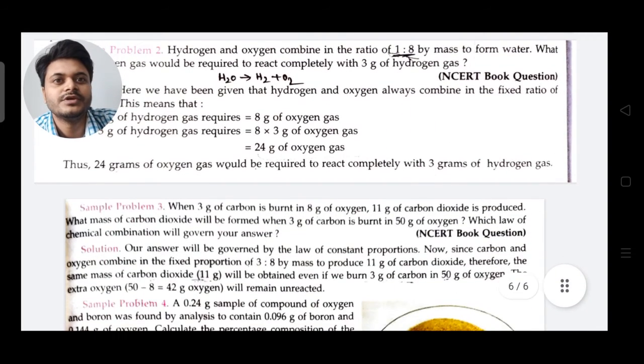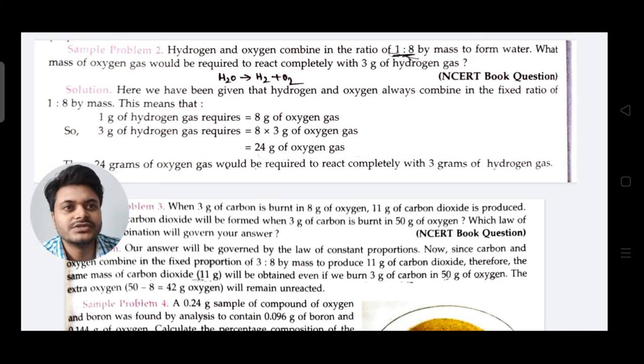So next problem we can see: hydrogen and oxygen combine in the ratio 1:8 by mass to form water. What mass of oxygen gas would be required to react completely with 3 gram of hydrogen gas? Okay, so we'll solve this now.